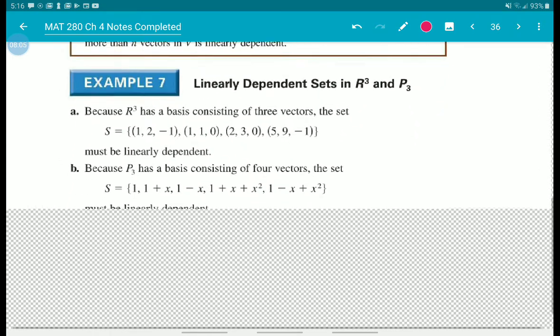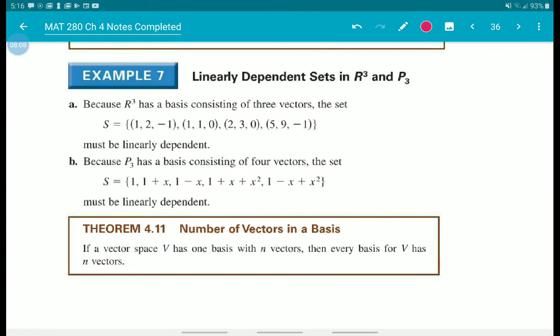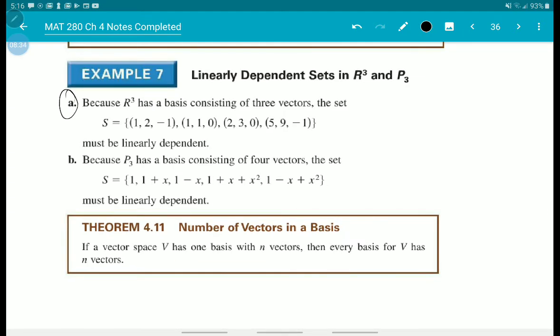So let's look through example 7 and discuss what's going on here. A is looking at R3. So when we talk about R3, we're talking about vectors that are in 3 dimensions. To have a basis for R3, you only have to have 3 vectors. So anything else would give us a dependent set. Because this set here has 1, 2, 3, 4 vectors, this must be a dependent set, which means that one of those vectors can be written as a combination of the other vectors.